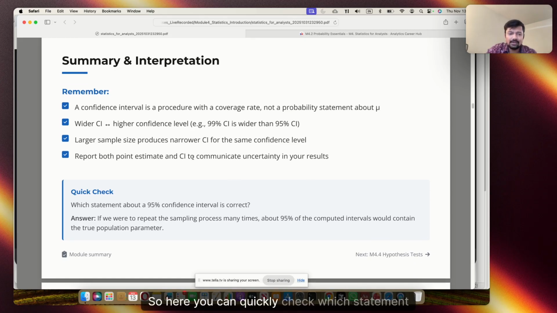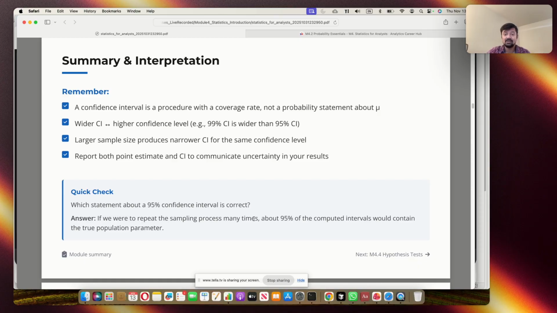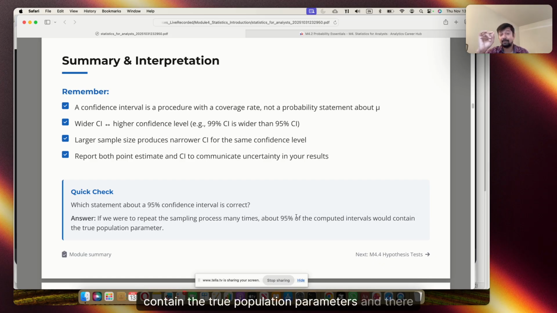So here you can quickly check which statement about the 95% confidence interval is correct. And the answer is: if we were to repeat the sampling process many times, about 95% of the computed intervals would contain the true population parameter, and there will be a 5% chance that they do not.